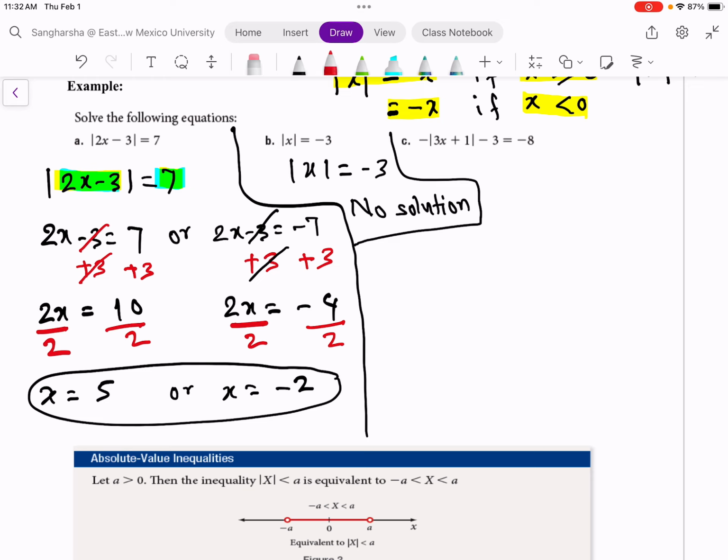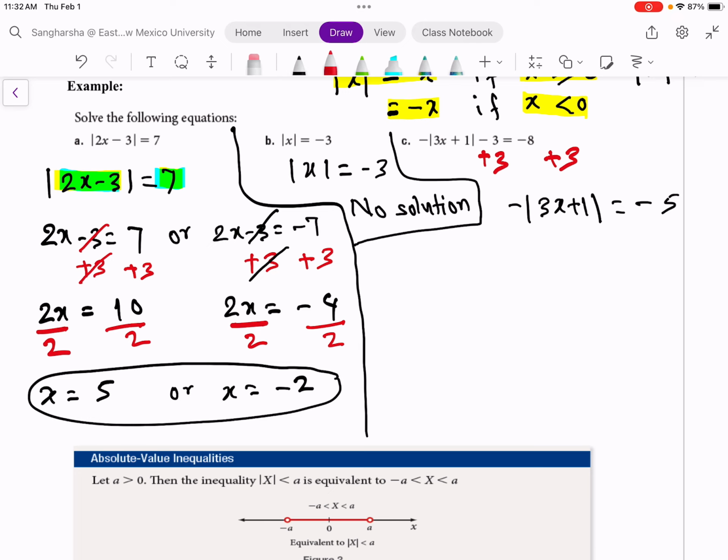Okay, so let's get rid of negative 3 by adding 3 on both sides. So we have negative absolute value of 3x plus 1 equals negative 8 plus 3, negative 5. We still have a negative in front of the absolute value. How do we get rid of the negative in front? You divide by negative 1 or multiply by negative 1. Okay, it's the same thing.